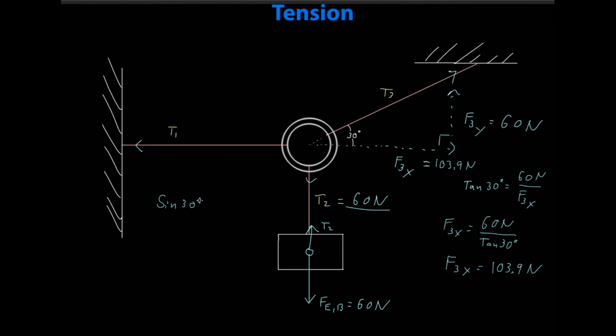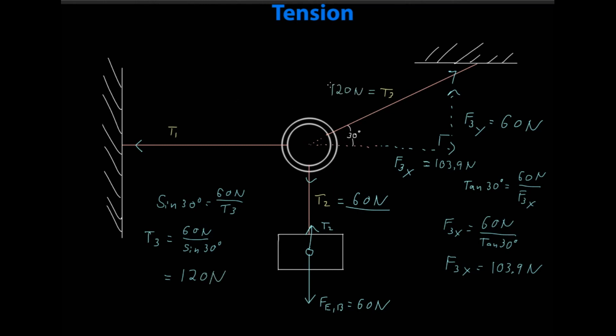Sine 30 degrees is 60 newtons over T3, opposite over hypotenuse. T3, therefore, is 60 newtons over sine 30 degrees. And something you may have known, if it's 30 degrees, the opposite side is always half the hypotenuse. Therefore, T3 is 120 newtons. So we now have T3, 120 newtons.